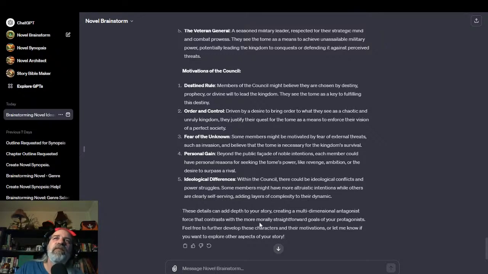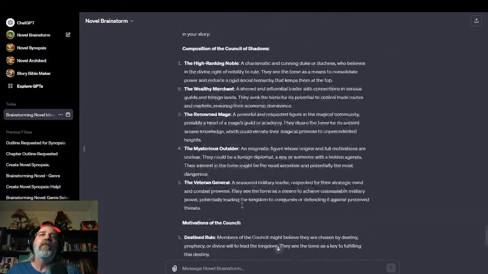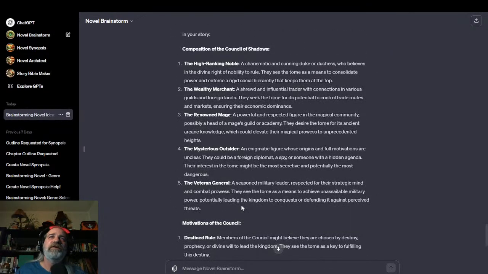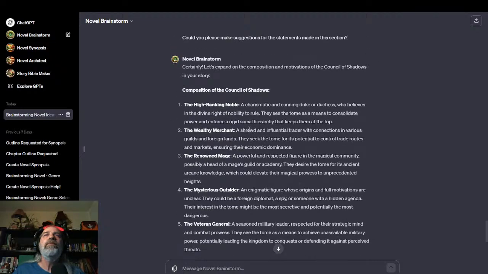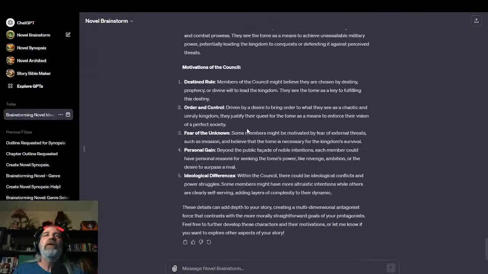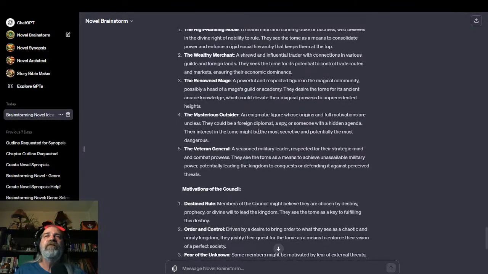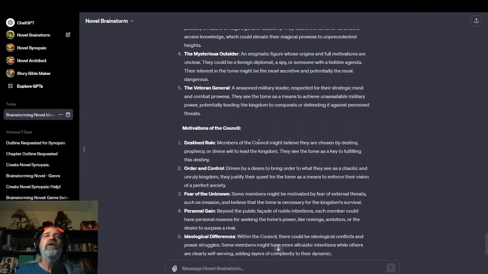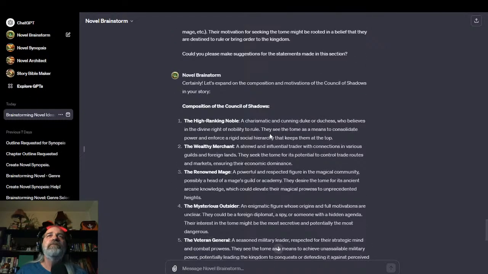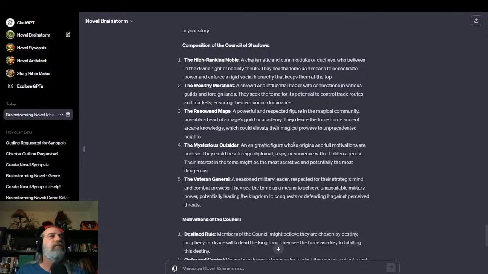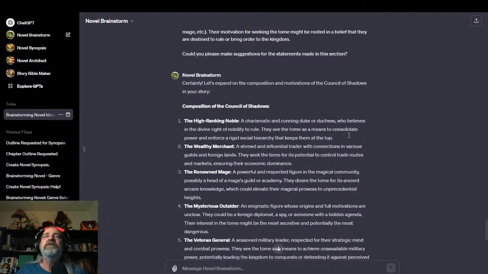Okay, so if I had really loved this, I would probably just move on to the next one. But there is something missing here. I don't know if you notice it. It is their motivations to be part of this council. Or, you know, at the beginning we were calling this a secret society.